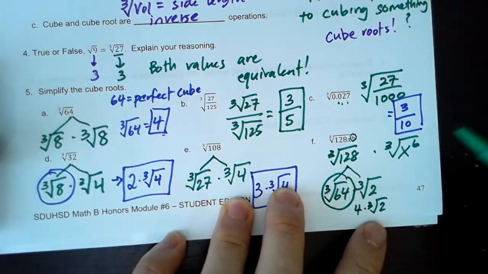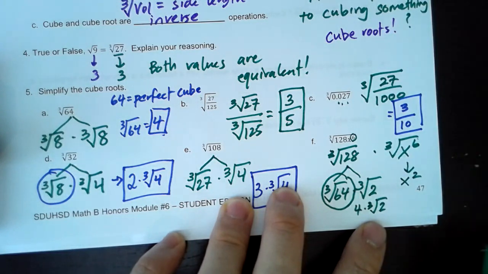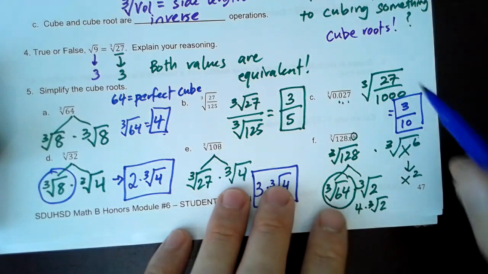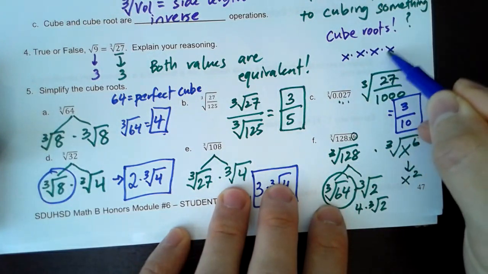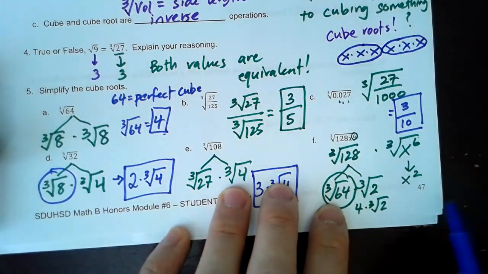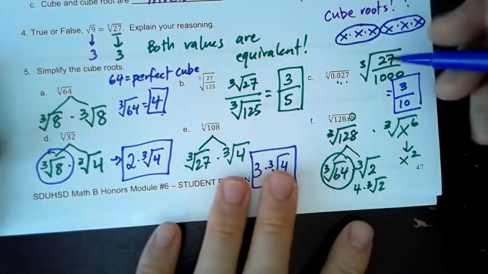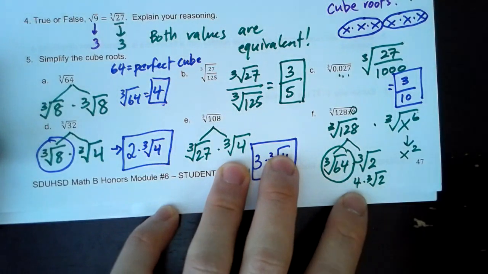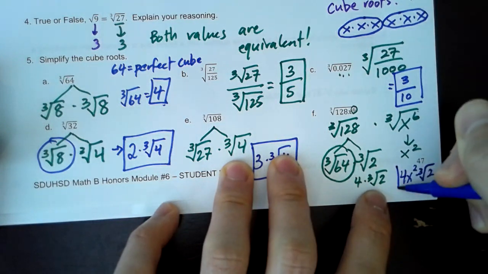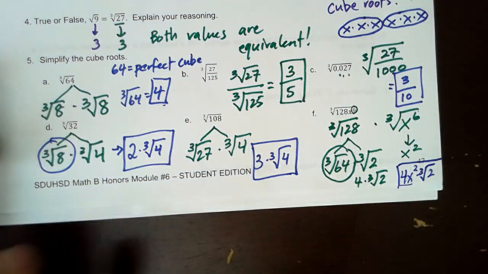And then the cube root of x to the 6, divide the 6 by 3, you get x squared, right? You're finding how many triplets there are in x to the 6. If I had x times x times x times x times x times x, here's one triplet, here's another triplet. There are 2 triplets in x to the 6. Okay, so then your final answer would be 4x squared times cube root of 2. Okay, you can see how this does take up a decent amount of space.